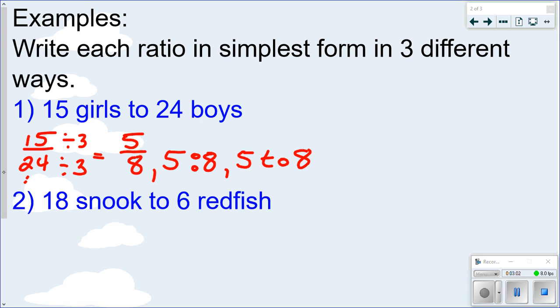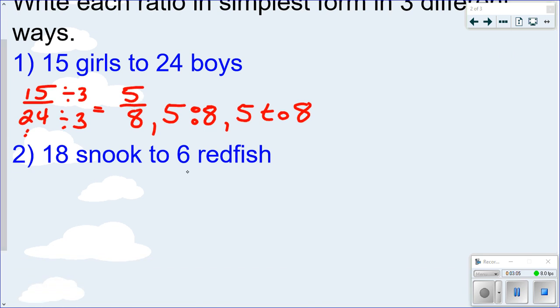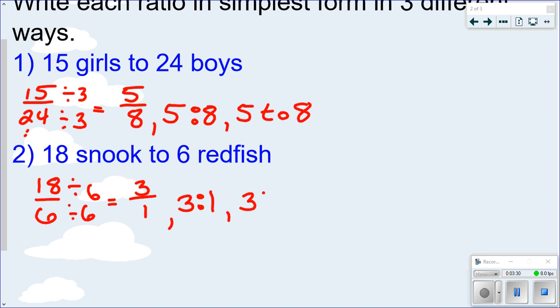18 snook to 6 redfish. If you're not from Florida, you might not know what a snook or a redfish is, but they're very popular fish around here. So 18 to 6. That can be simplified by dividing both of these by 6. And so that's going to give me the ratio of 3 to 1. So that's one way to write it. The other way is with the colons. And then lastly, with the word: 3 to 1.